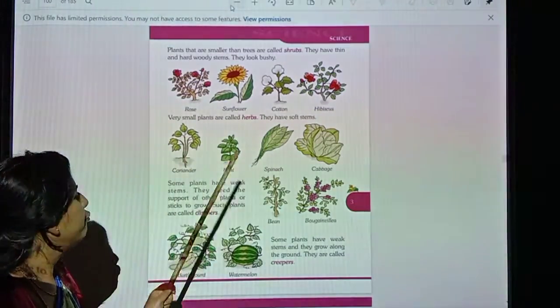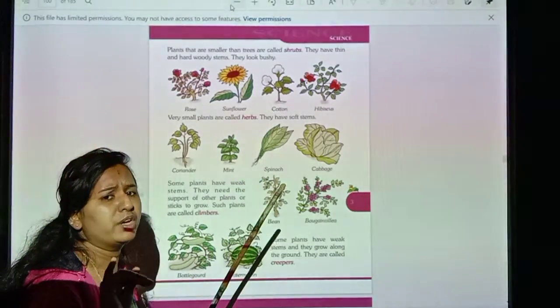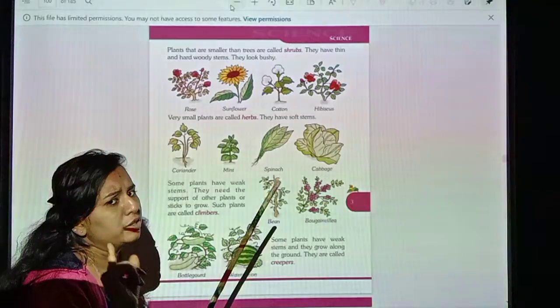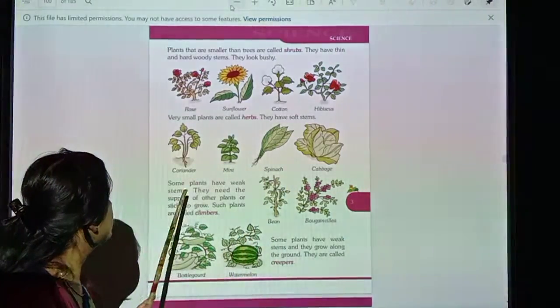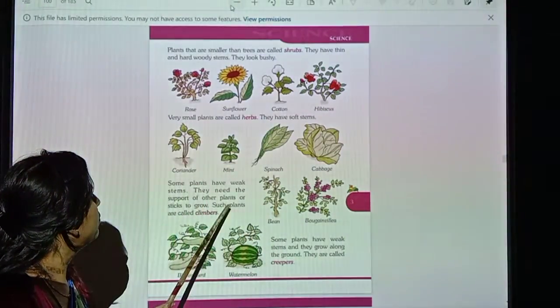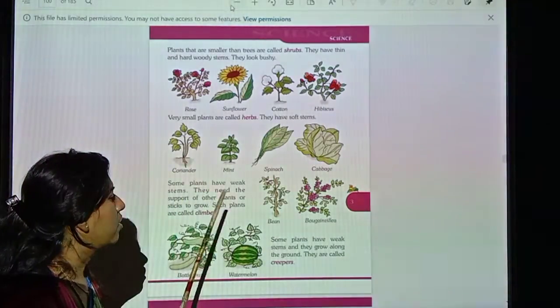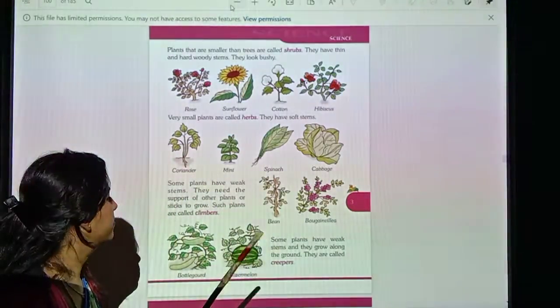Some plants have weak stem. The stem is very weak. It won't stand by itself. It's very weak. It's very thin. You have seen them nearby your houses. They need the support of other plants or a stick to grow. Such plants are called climbers.